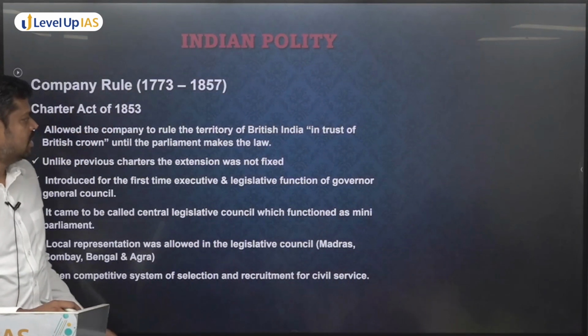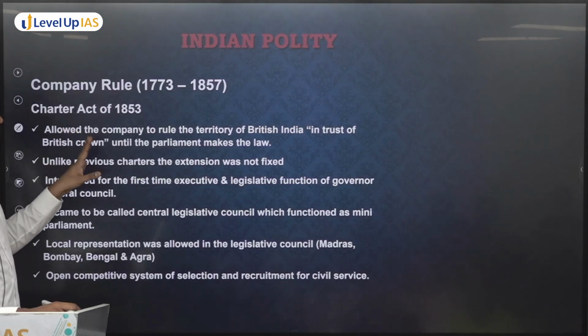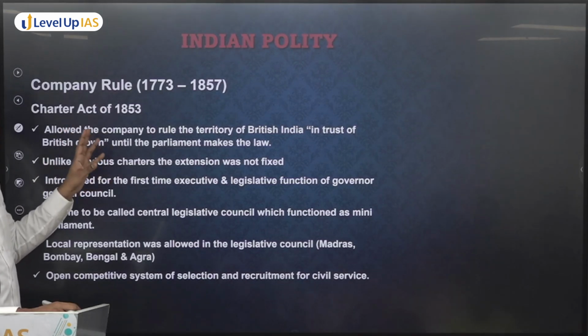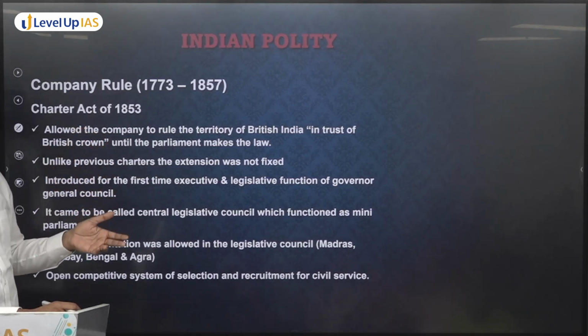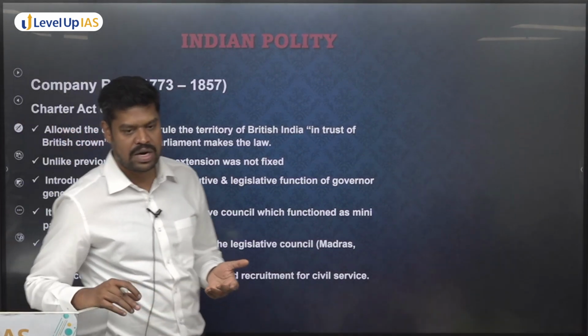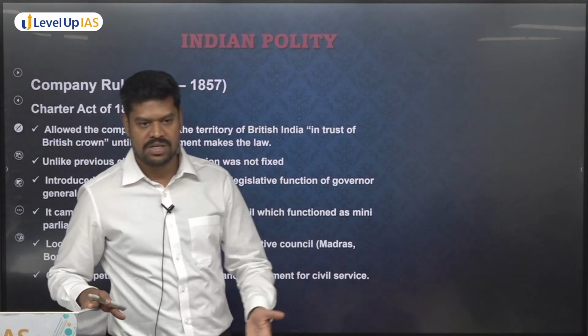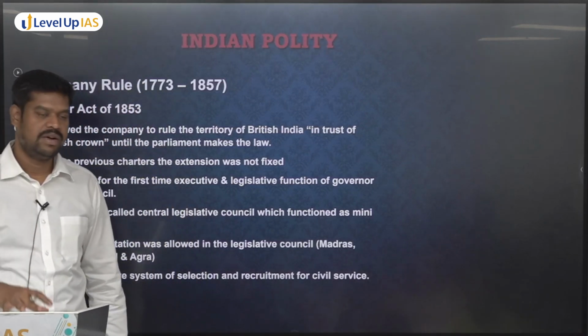So it is very clear that with the Charter Act of 1853, by that time the British Crown was not very happy, but sooner or later they were going to take it up. But what sped up the process is the revolt of 1857. If the revolt of 1857 had not happened, the Company would have administered British India for some more time, but because of the revolt of 1857, they immediately took it up.